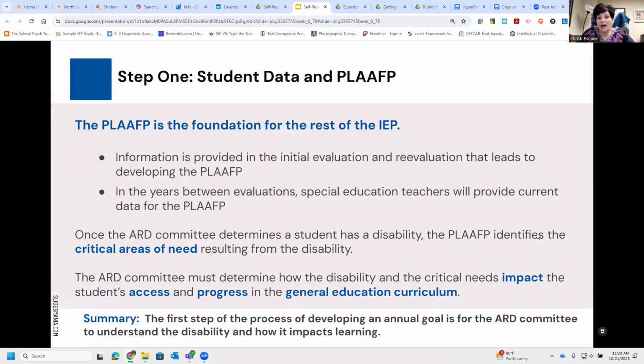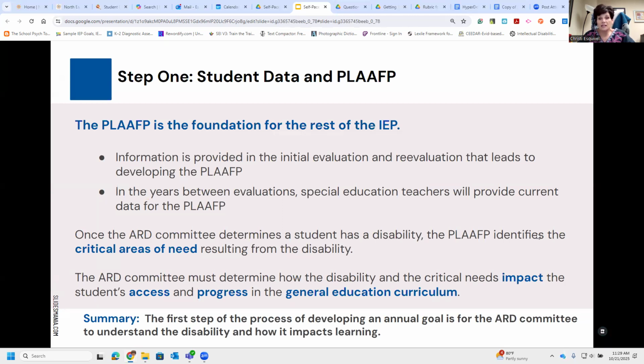So step 1 is the PLAF. The PLAF is the foundation for the rest of the IEP. Information is provided in the initial evaluation and re-evaluation that leads to developing the PLAF. In the years between evaluations, special education teachers will provide current data for the PLAF.